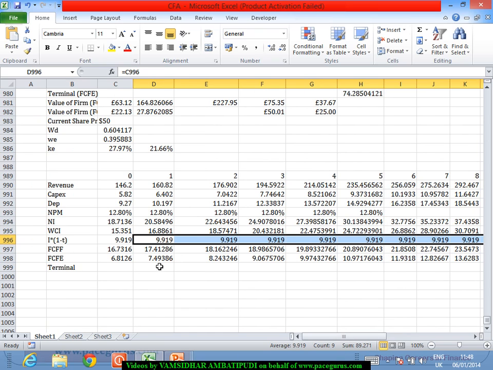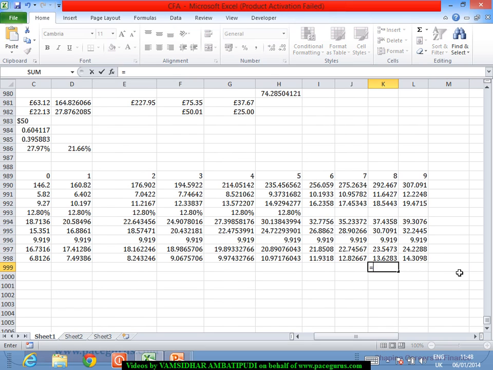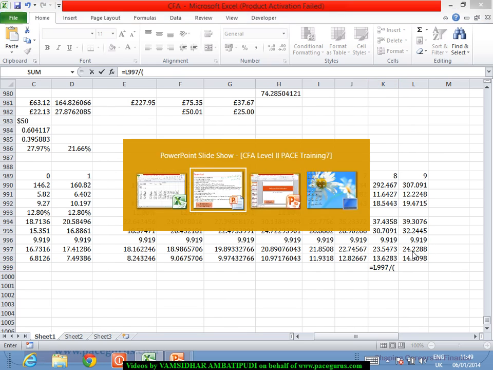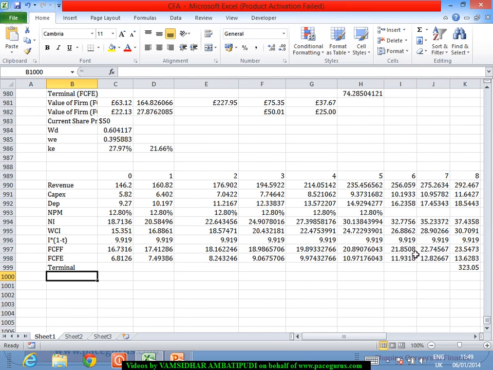So if at all I want the terminal value here, I would be taking out at this point the terminal value, which is nothing but the FCFF here divided by the weighted average cost of capital, which is 12.5%, minus G, which is 5% in this case. So in this case, the terminal value is 323.05.